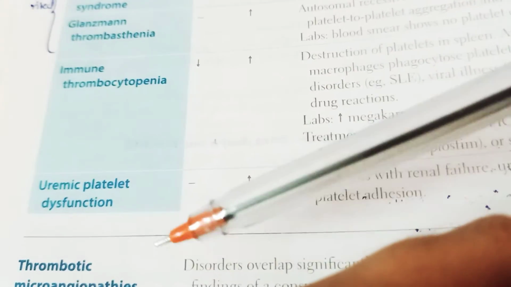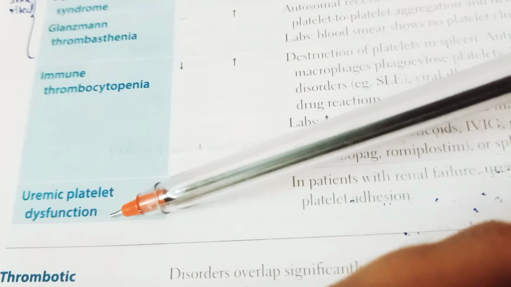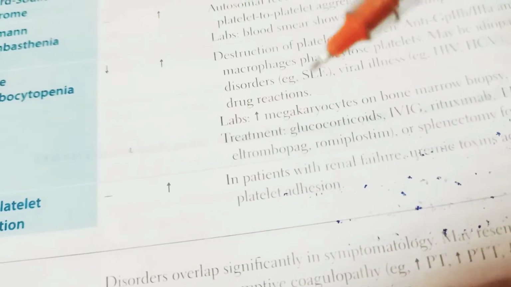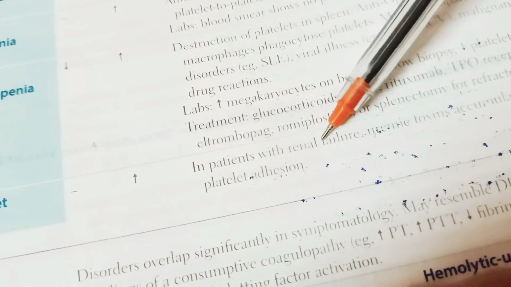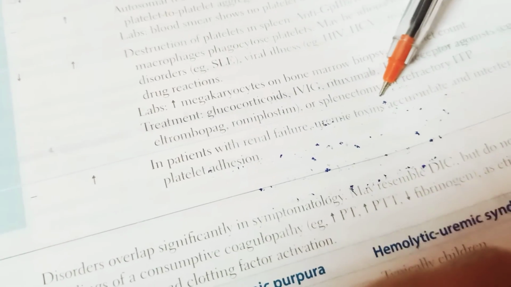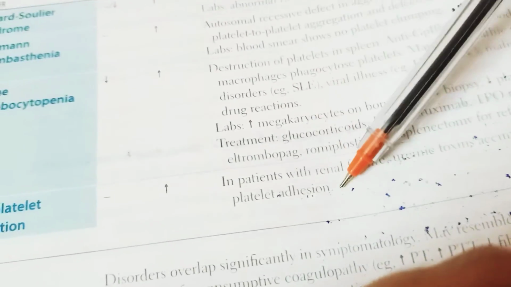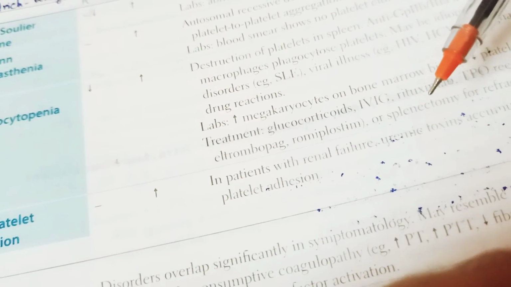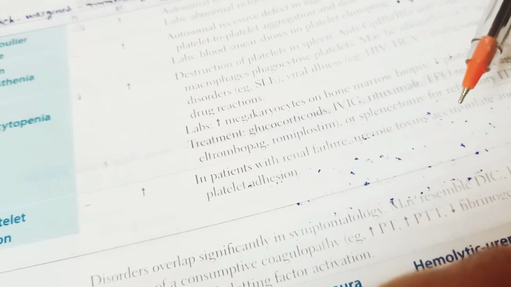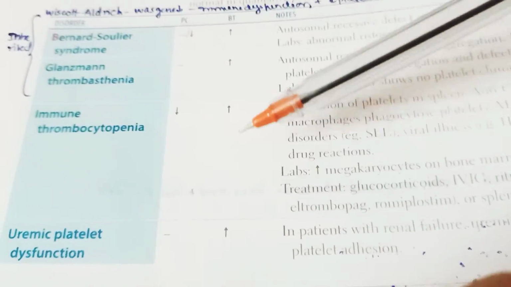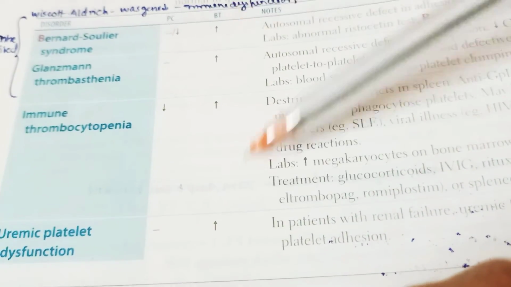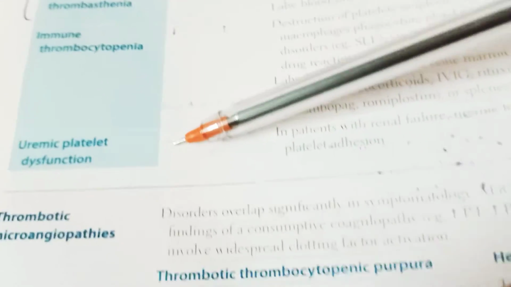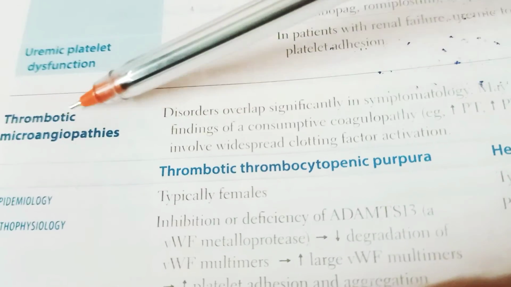Now coming to uremic platelet dysfunction. There is platelet dysfunction here because of uremia. What is uremic? Let us see. It is because in renal failure, uremic toxins accumulate and interfere with platelet adhesion. So there are some toxins which are coming from the kidney because of renal failure, and that is interfering with platelet adhesion. As there is no platelet adhesion, here also bleeding time increases, but platelet count is normal.